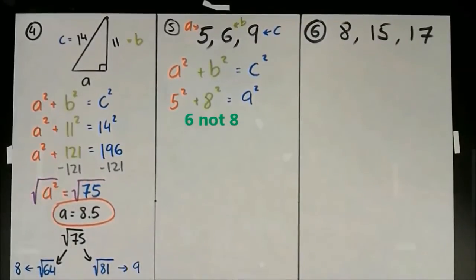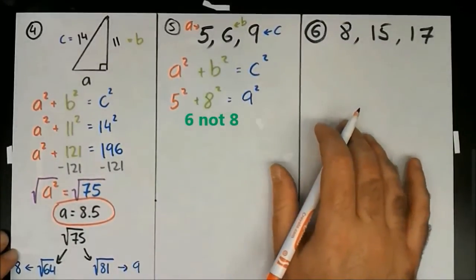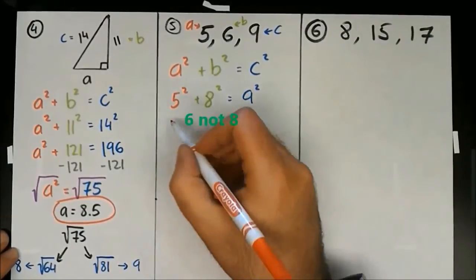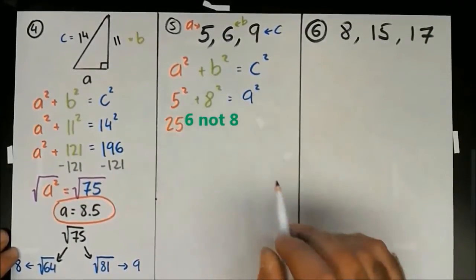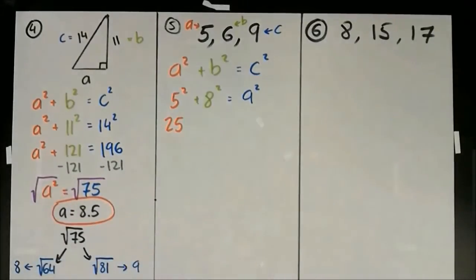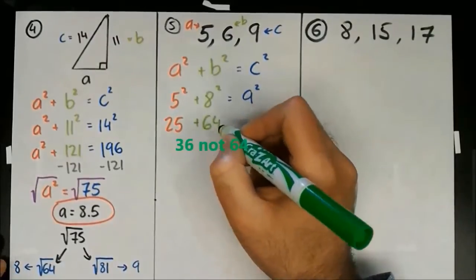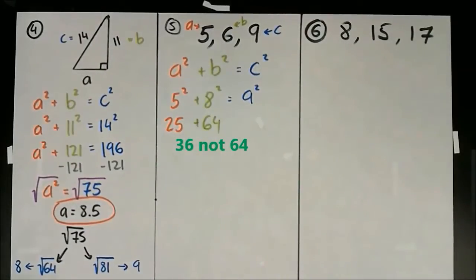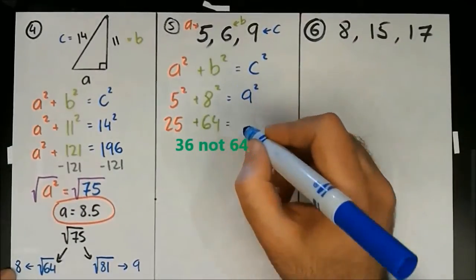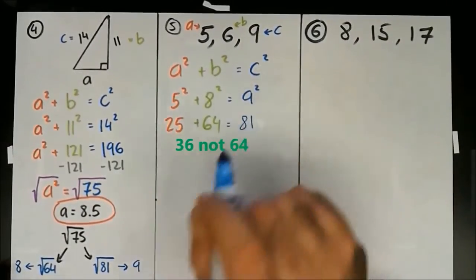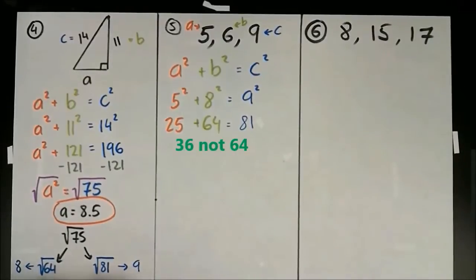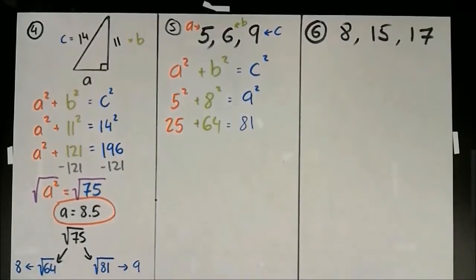What's 5 to the second power? 5 times 5 is indeed 25. What's 8 to the second power? 8 times 8 is 64. And what's 9 to the second power? 81. 9 times 9. Now, can someone tell me what is 25 plus 64? If you said 89, you're absolutely correct.